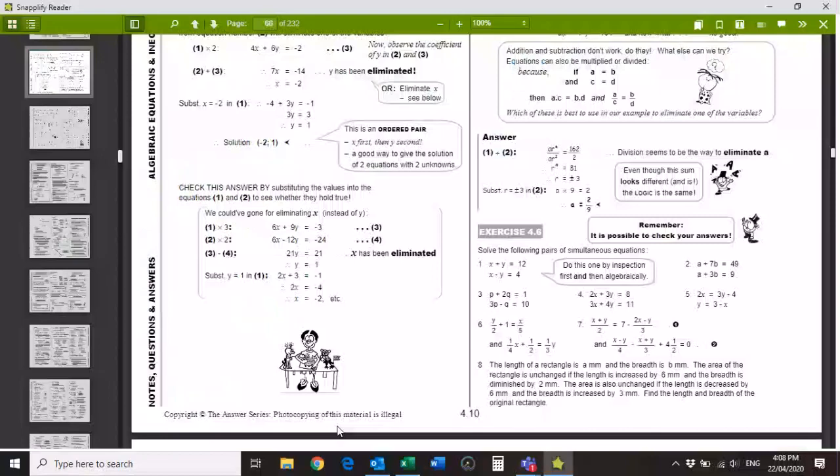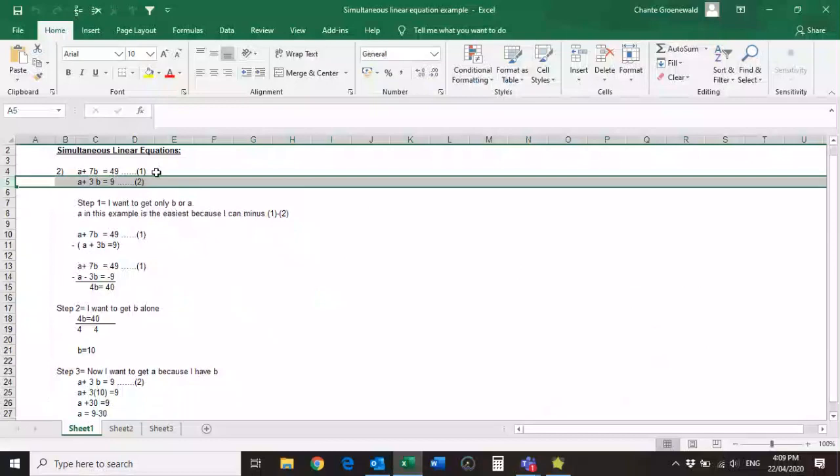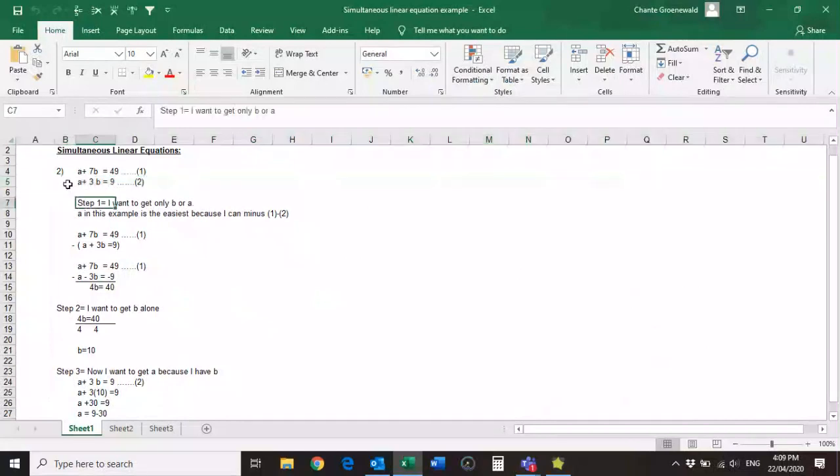Now we have equation 1 and equation 2, right? The first step is I want to get either A or B, because can you see that I have 2 unknowns, an A unknown and a B unknown, and I want 1 alone. In this example, it's easier to get A away, to only get B alone, because if I add a minus to this whole equation, A minus A is basically just going to be 0. So we are perfectly fine.